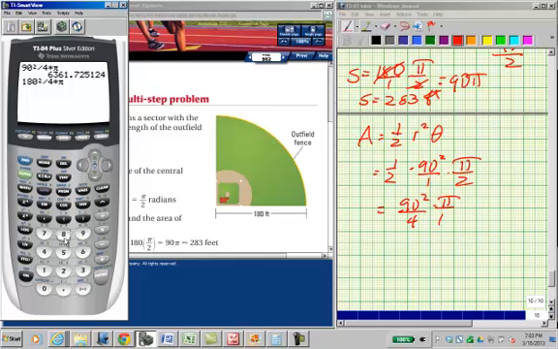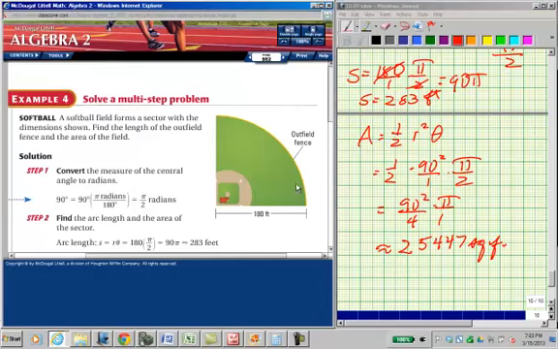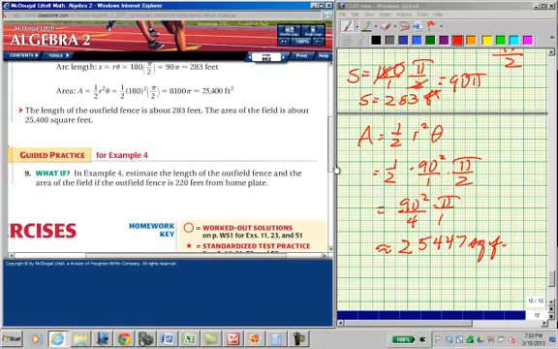Okay. It's 180 squared divided by 4. Okay, and this is right. So that's approximately equal to the area, 25,447 square feet is the area of the field. Okay, so let's see if they've got any problems for us.